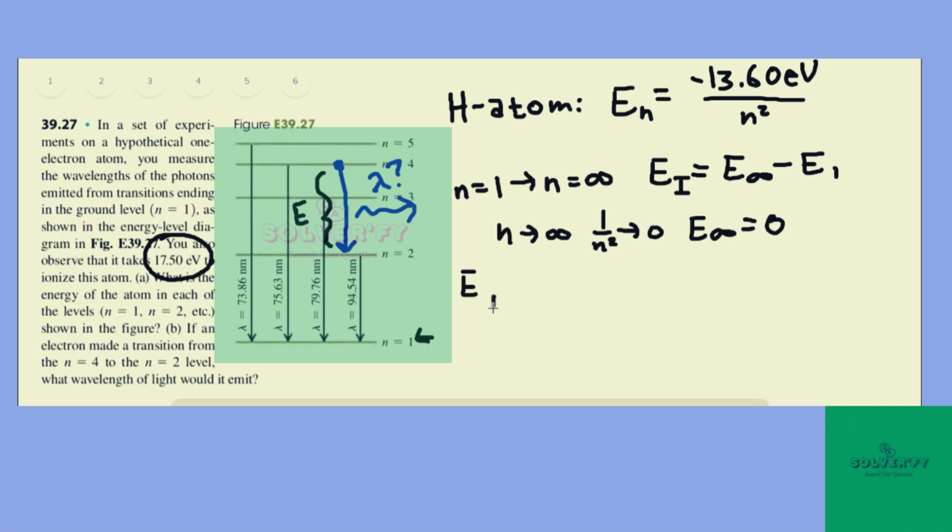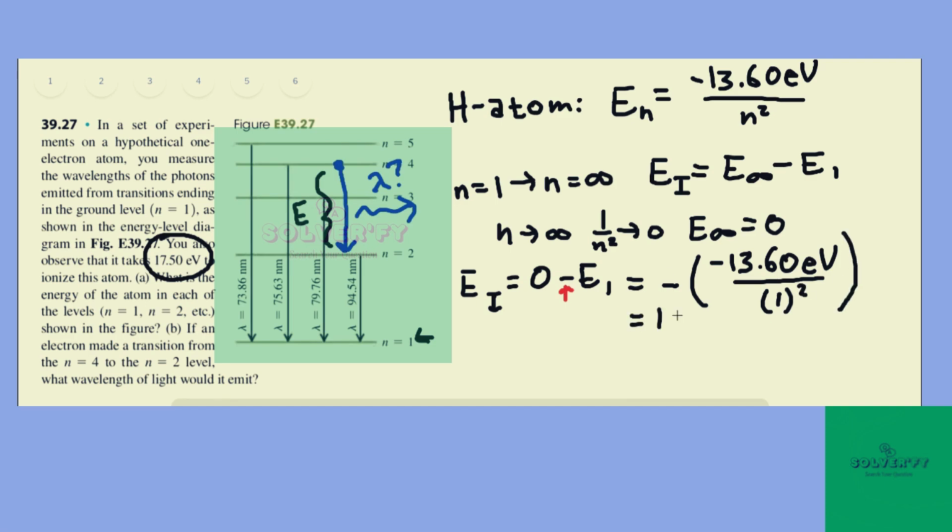So our ionization energy then is 0 minus E1. And again, we can just plug in this relationship into this equation for E1. And we don't want to forget this important minus sign. We get negative 13.60 electron volts divided by 1 squared, which is just equal to positive 13.60 electron volts. So the ionization energy of our hydrogen atom then is just 13.60 electron volts, which already appears in our equation.